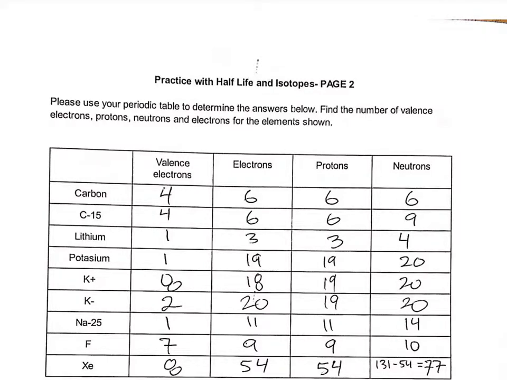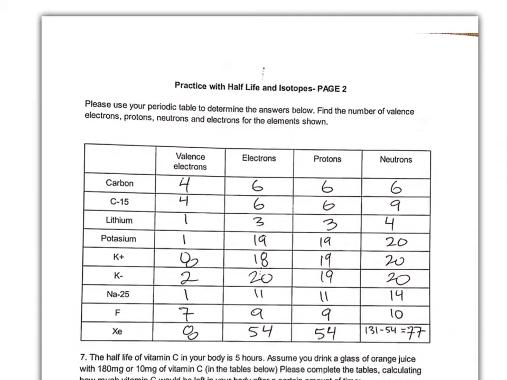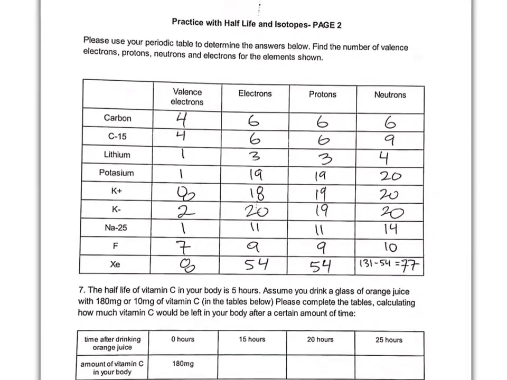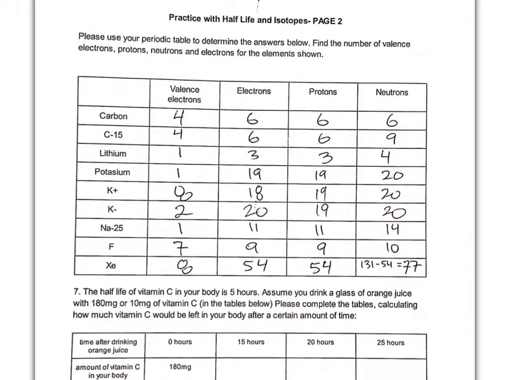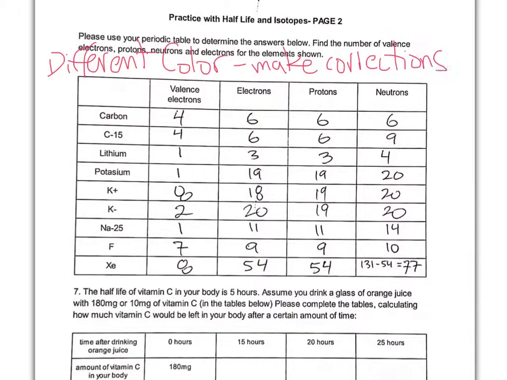Okay, here are solutions to page 2 of the practice with half-life and isotopes. You watched an instructional video explaining page 1, and then page 2 you were supposed to do on your own. In a different color, I want you to make corrections to your work. If you have not done this yet, turn off this video and do this on your own. Only watch this video when you are making corrections to work that you have already done, please.